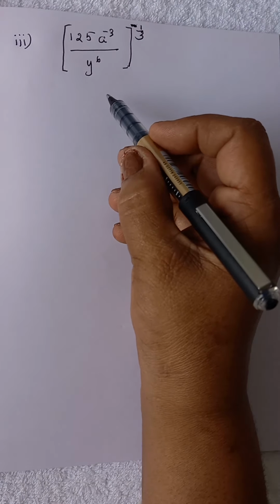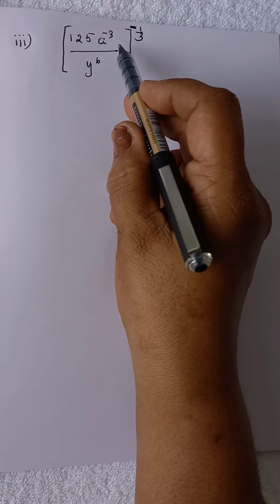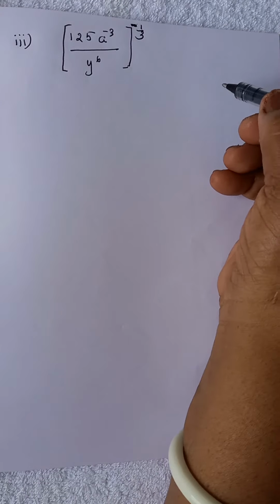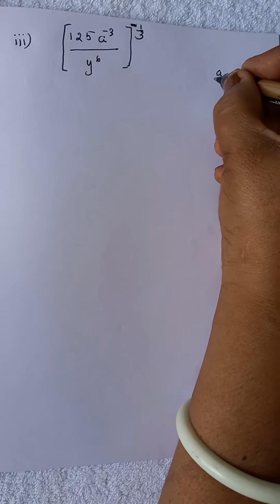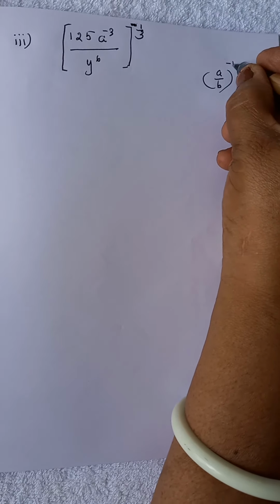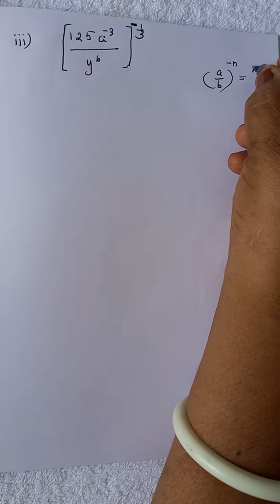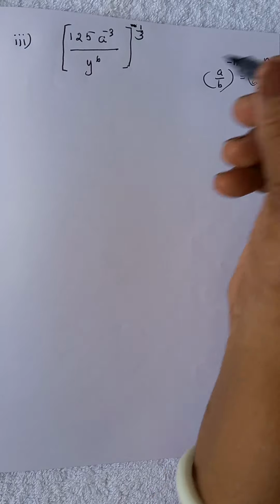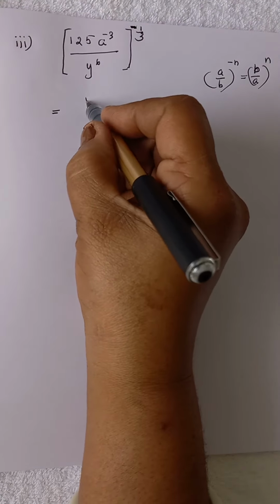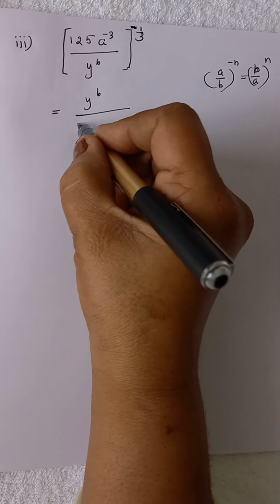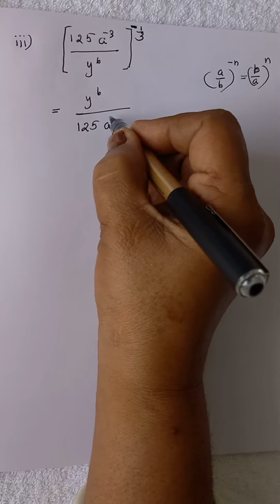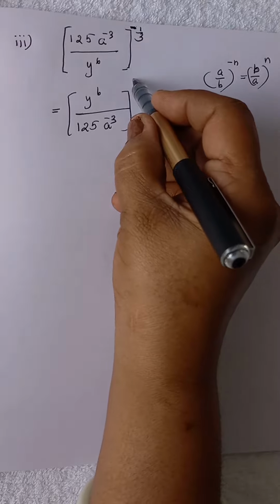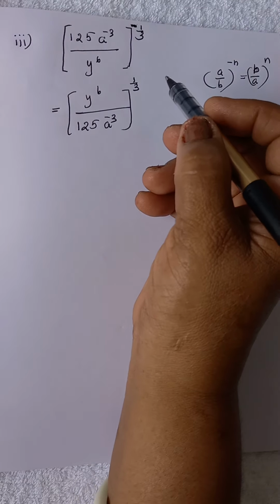Now the third sub question is (125 a raised to minus 3 by y raised to 6) whole raised to minus 1 by 3. So we can write (a by b) whole raised to minus n as (b by a) whole raised to n. So here also this can be written as (y raised to 6 by 125 a raised to minus 3) whole raised to, the sign changes, 1 by 3.